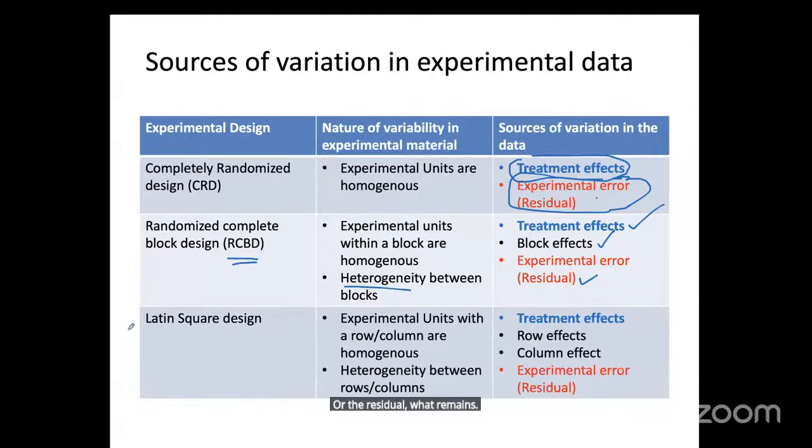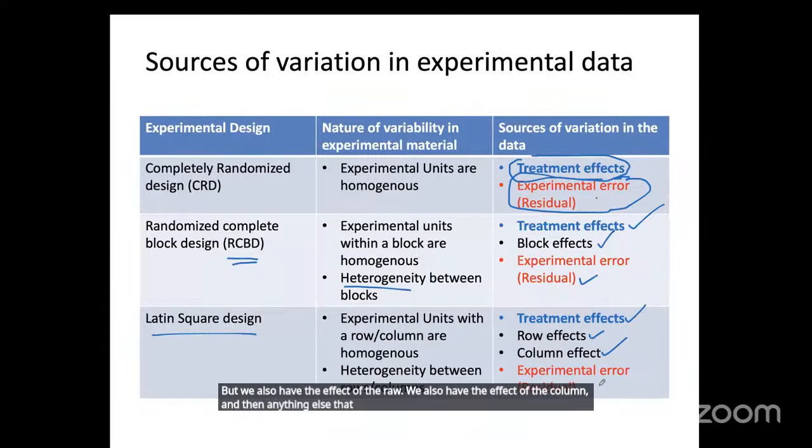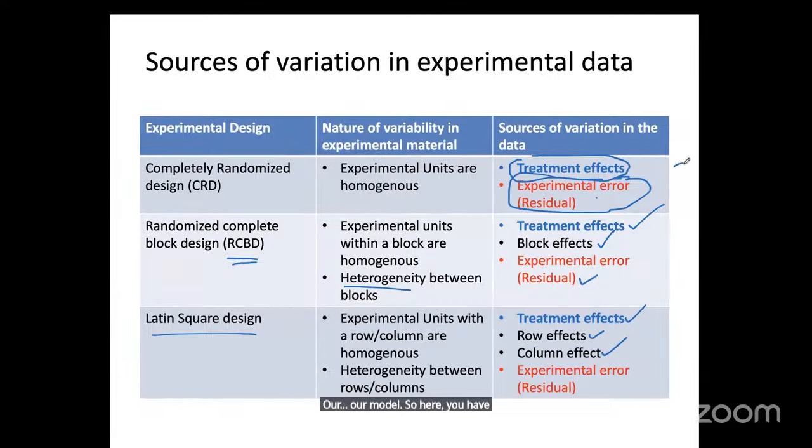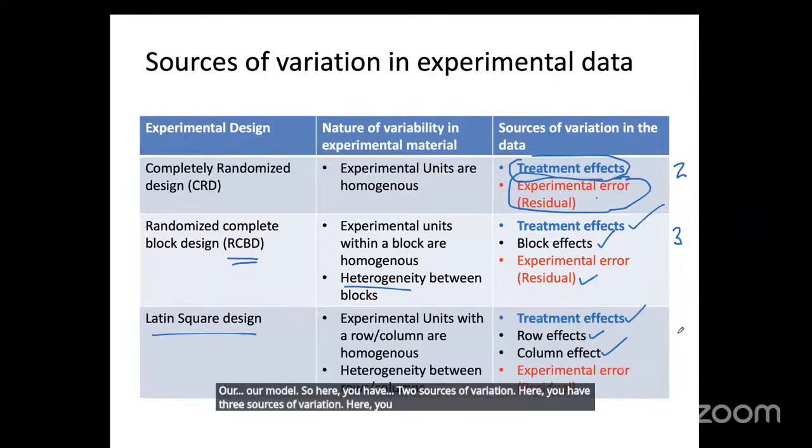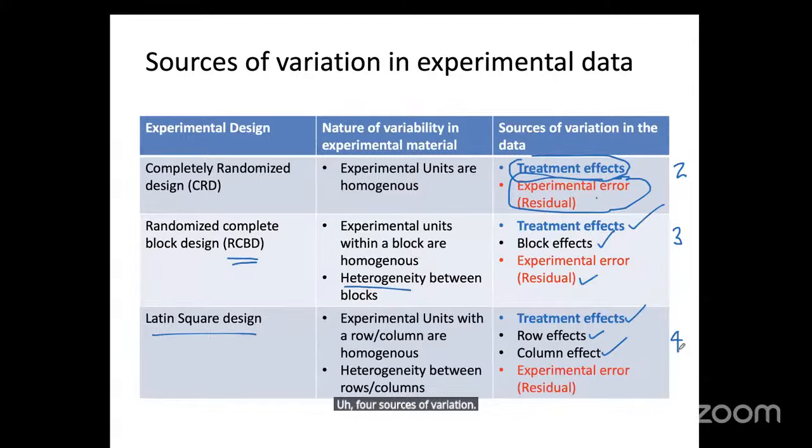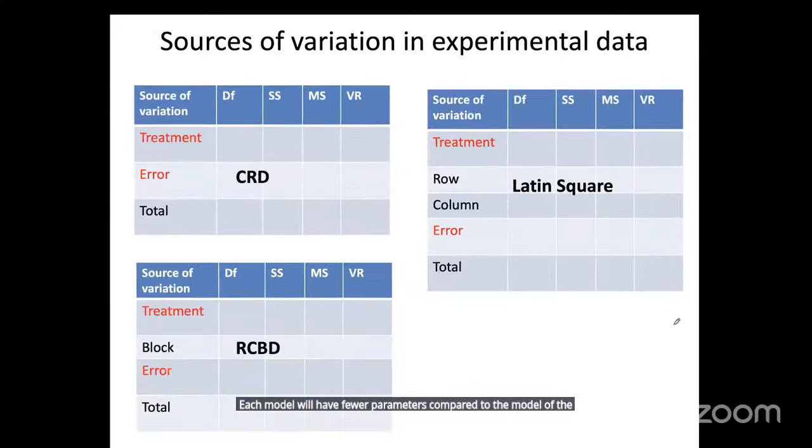Then when we come to the Latin square design, our treatment is still there, but we also have the effect of the row. We also have the effect of the column, and then anything else that we cannot explain becomes our error. So here you have two sources of variation. Here you have three sources of variation. Here you have four sources of variation. And that means each of the earlier models will have fewer parameters compared to the model of the Latin square design.